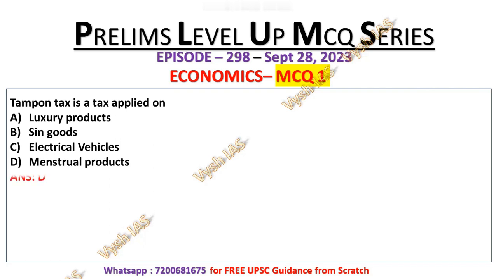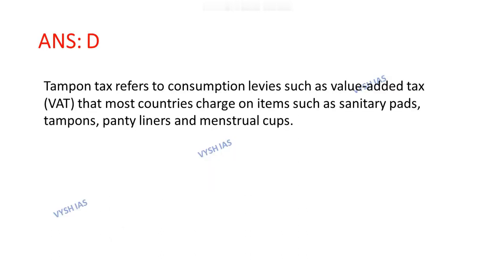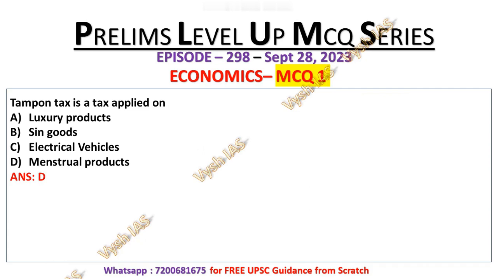So its correct answer will be option number D, that is menstrual products. Tampon tax refers to the consumption levies such as value-added tax that most countries charge on items such as sanitary pads, tampons, panty liners, and menstrual cups. So that's why it is option number D.